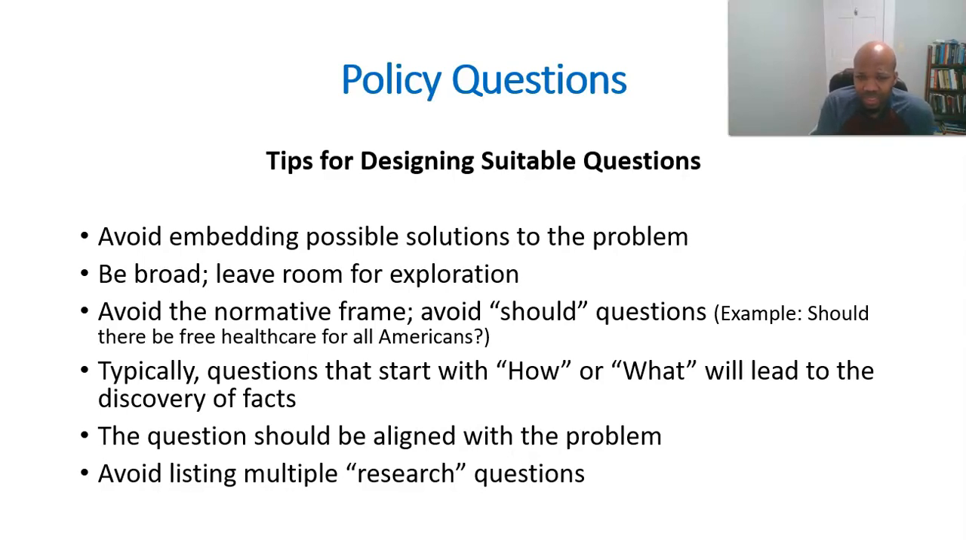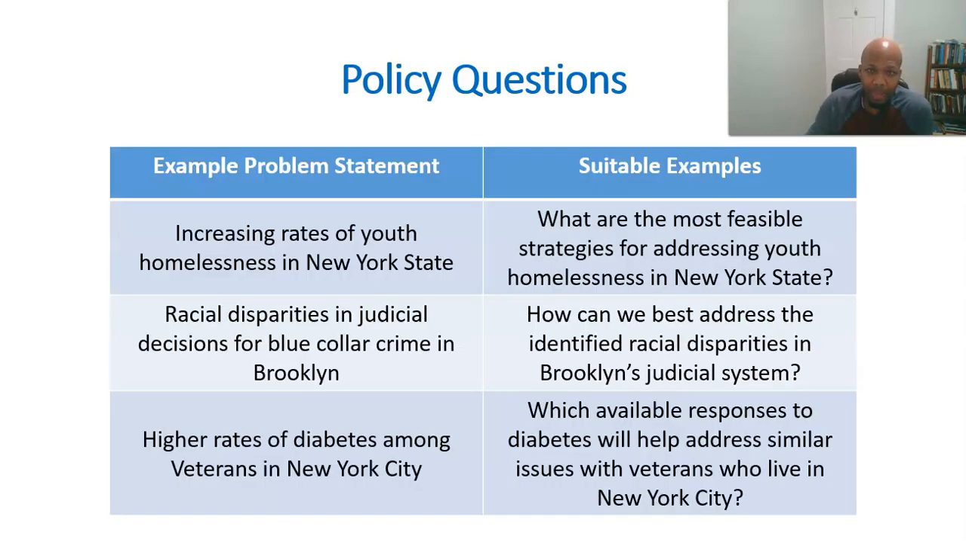The last one I'll cover here is avoid listing multiple research questions. Remember I talked about research questions being specific, and so sometimes we get in the habit of asking 4 or 5 questions and thinking that that's our policy question, or we're struggling with settling on one question, so we list 5. Avoid that. That's a research strategy. It works if you're writing a traditional research paper. Here you're conducting a different type of research in that your question is broader than your typical research project.